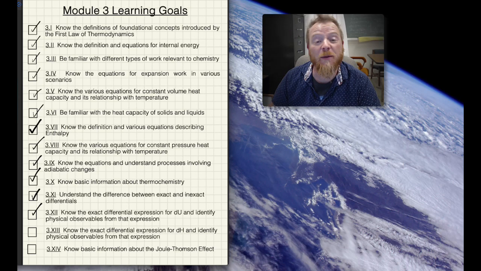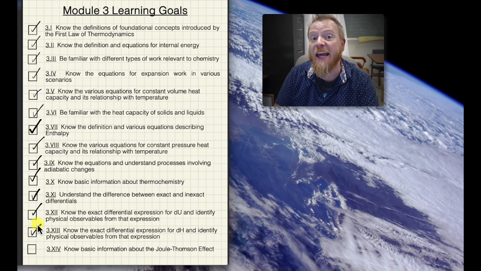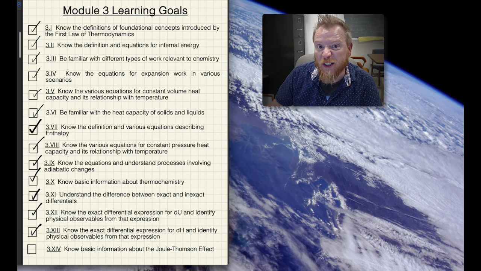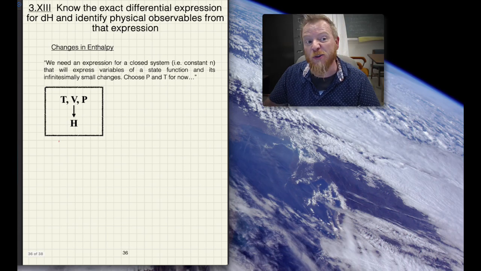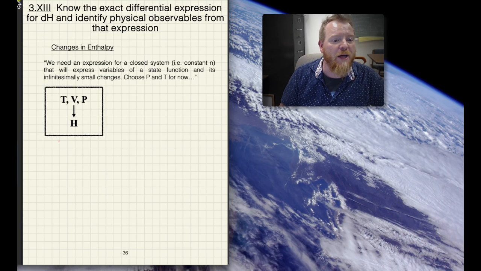Okay, folks, so now we're going to play the same game that we did with changes in internal energy. However, we're going to do that with changes in enthalpy, and we're going to look for physical observables that manifest from these derivatives and relationships that we create. So we'll play this same game.